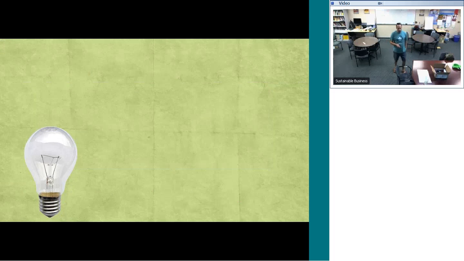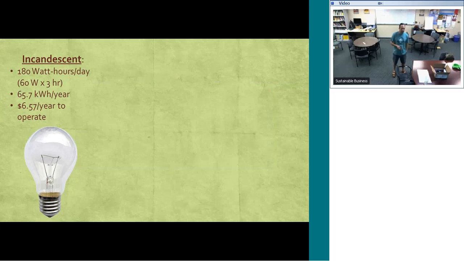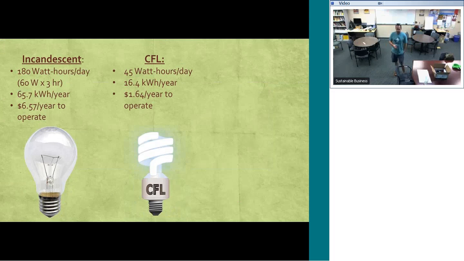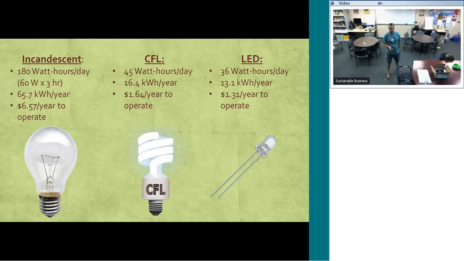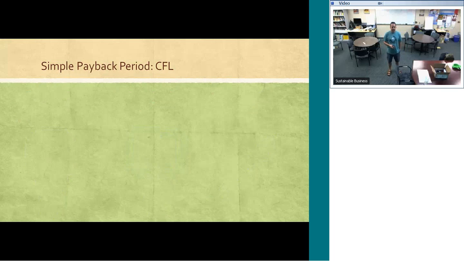We also need to know a little bit about usage. So for the incandescent bulb, if you ran at 60 watts for 3 hours a day, it would be 65.7 kilowatt hours each year. And at 10 cents a kilowatt hour, that would be $6.57 each year to operate that incandescent bulb for the 3 hours a day. The CFL for the same usage, it would cost $1.64 a year to operate, and the LED would cost $1.31 to operate.